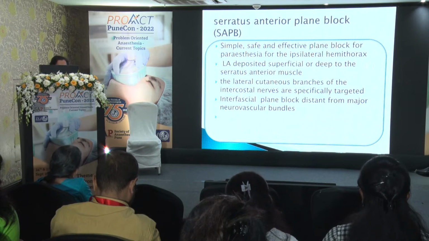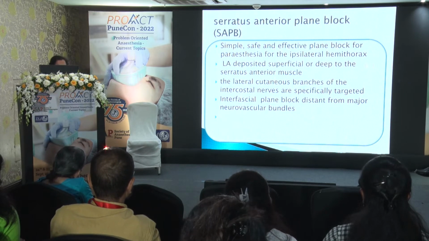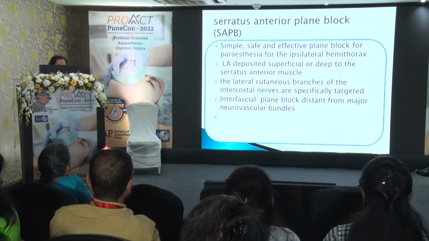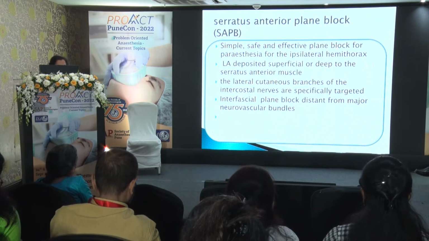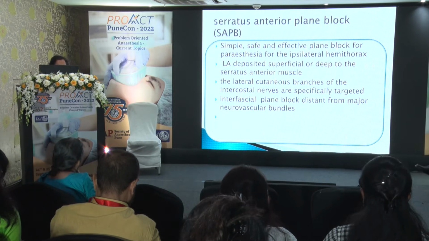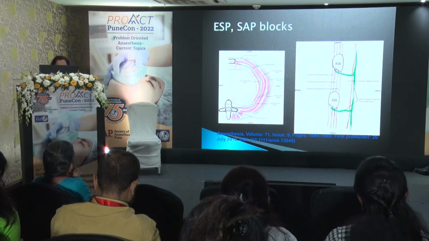This is the serratus anterior plane block, same. That is a simple, safe, and effective block. Local anesthetic is deposited superficial or deep to the serratus anterior muscle. That will block the lateral cutaneous branches, and this will give analgesia over the anterolateral chest for rib fractures.